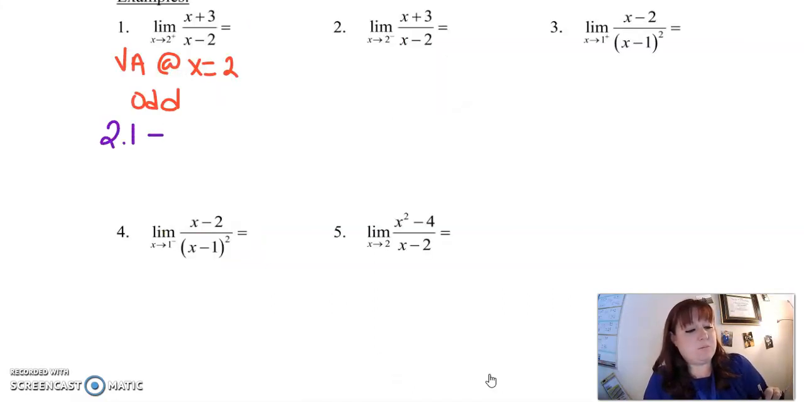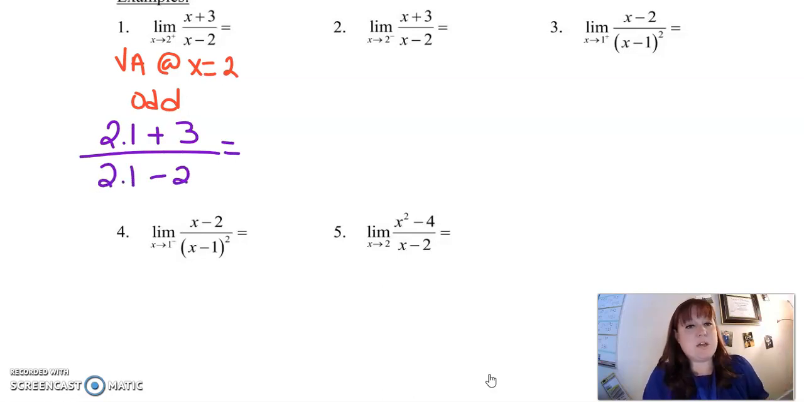Let's pick 2.1. We have 2.1 plus 3 over 2.1 minus 2. So what's going on here? 2.1, or any number bigger than 2, plus 3 is always going to be positive, right? Those are always going to be positive numbers. Okay, and then what's going on on the bottom? Well, 2.1 minus 2, that's going to be 0.1, but it's still going to be positive.